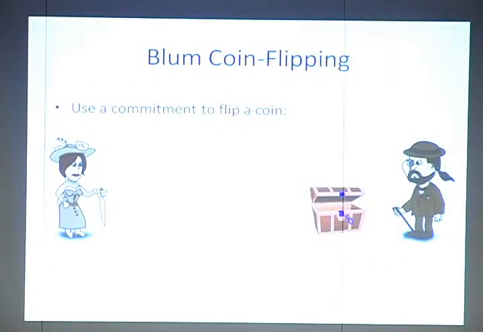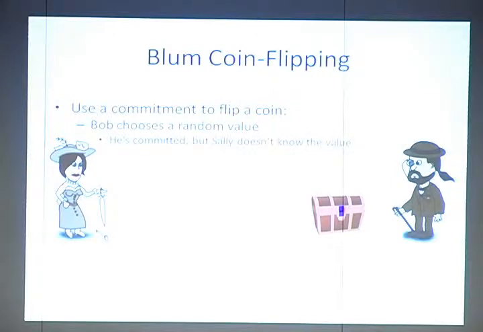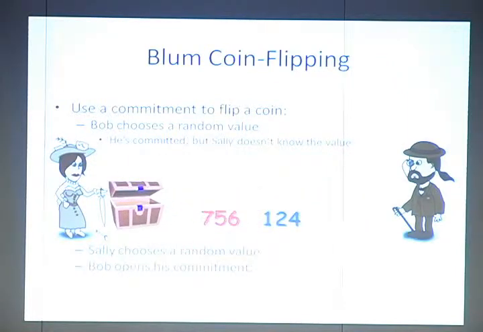How do we get coin flipping with a trapdoor? So let's look at the Blum Coin-Flipping protocol. Again, it uses commitments. So here, Bob chooses a random number, commits to a number, sends Sally the key, so now he can't open it anymore. And Sally, of course, only sees the key. She doesn't know the value. And now Sally chooses a random value and sends it to Bob. And then Bob opens, sends the chest to Sally. She opens it, and the coin is the random value.